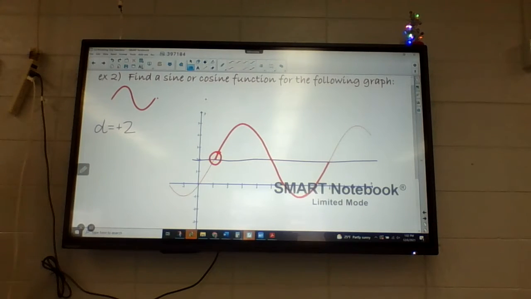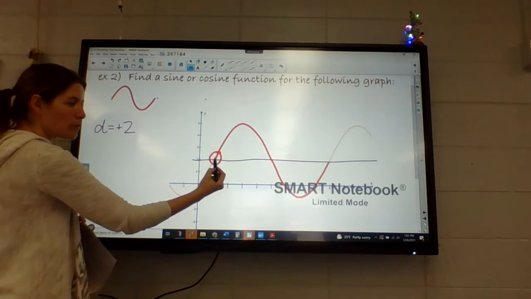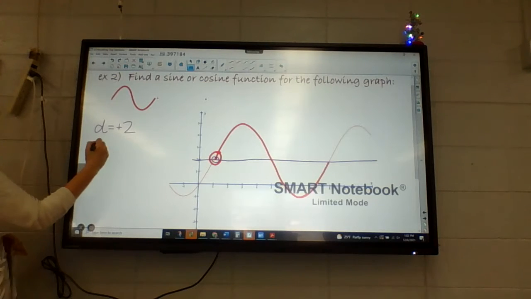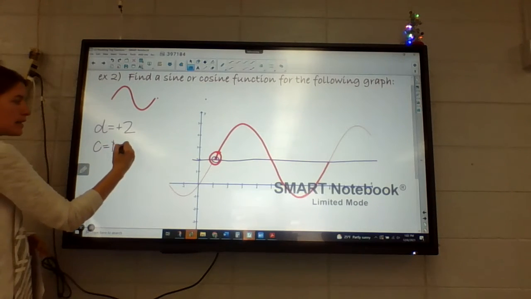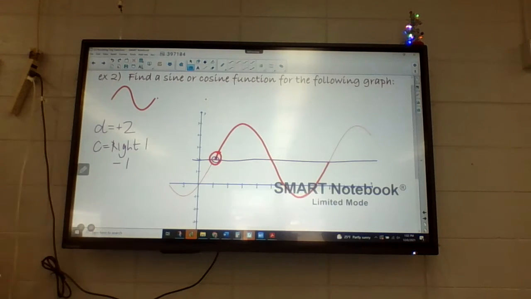But one of the things a bunch of you missed on this one, when I was talking with you, we go up 2, but we have to move over 1 because technically that should be the starting value. So that's right 1. So that's our C. So right 1, which is actually going to look like a negative 1 in my formula, right?